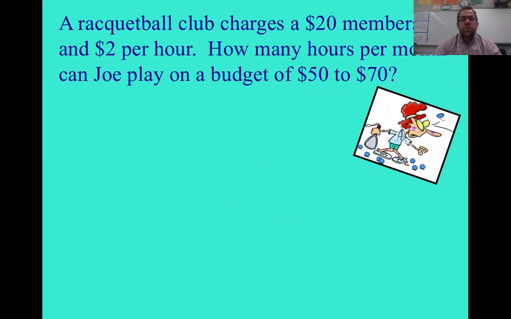Okay, here we go. Last one. Word problem. A racquetball club charges a $20 membership and $2 per hour. How many hours per month can Joe play on a budget of $50 to $70? Okay, so here's Joe.